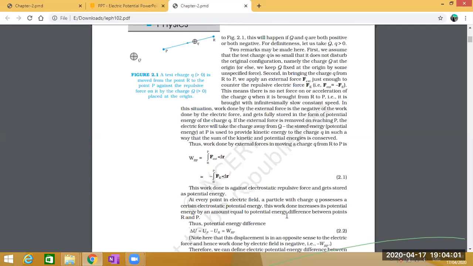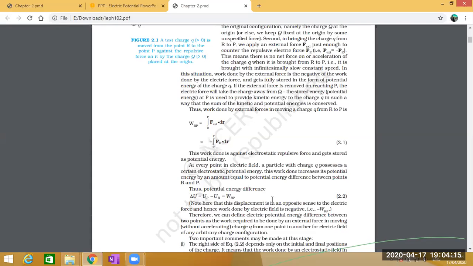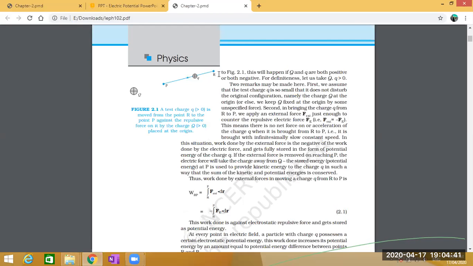Okay, so this work done increases as one moves towards the source charge because as one moves towards the source charge, repulsive force also increases. So work done increases, so potential energy also increases as one comes closer and closer to the fixed source charge. Okay, so we can say that work done increases its potential energy by an amount equal to potential energy difference between the 2 points. Here we are taking 2 points P and R.